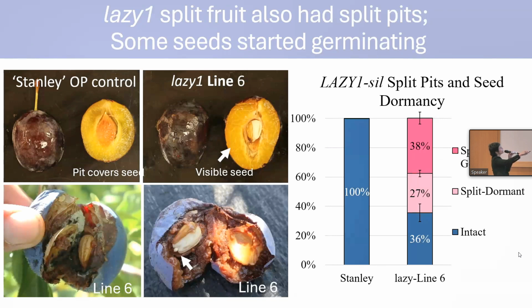If you opened up these fruits, you see the seed immediately. The other side of the pit would be on the inside of this fruit. You can see there's a little bit of germination happening here. More split pit, it's starting to grow out here.